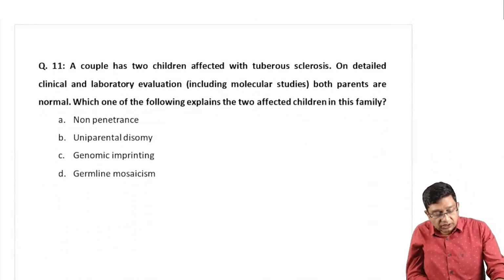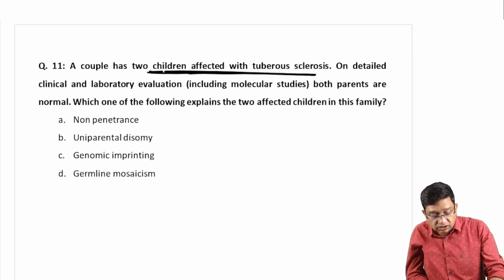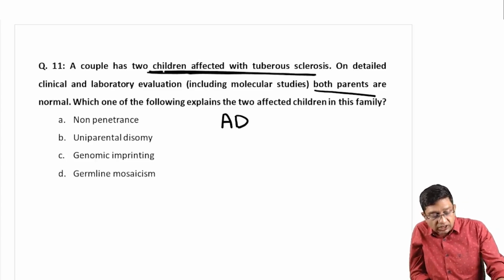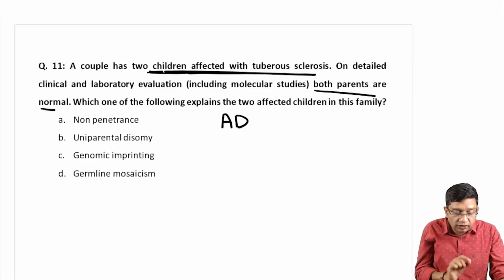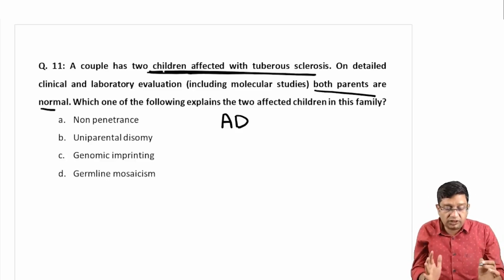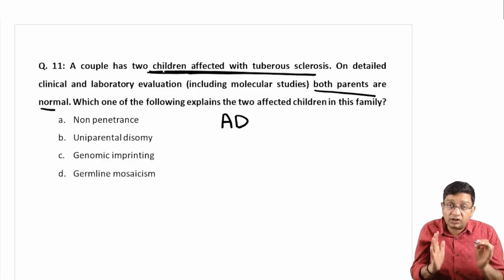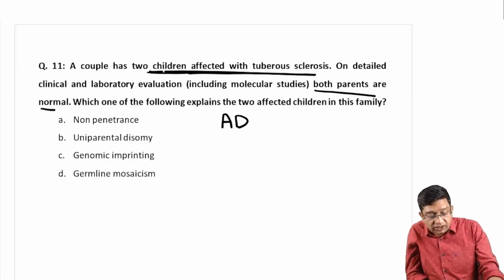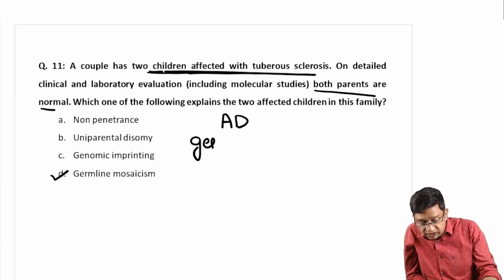Then a couple has 2 children affected with the tuberous sclerosis. Now tuberous sclerosis is something which is autosomal dominant. On detailed evaluation, both parents are normal. Which of the following explains the 2 affected children in this family? What we mean to say, both parents are normal, still the child is having the autosomal dominant disorder. And this can be explained by the germline mosaicism.